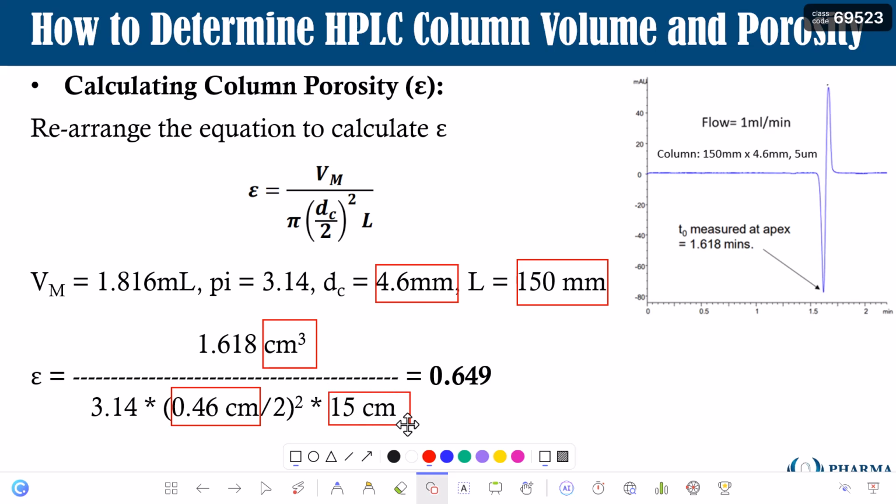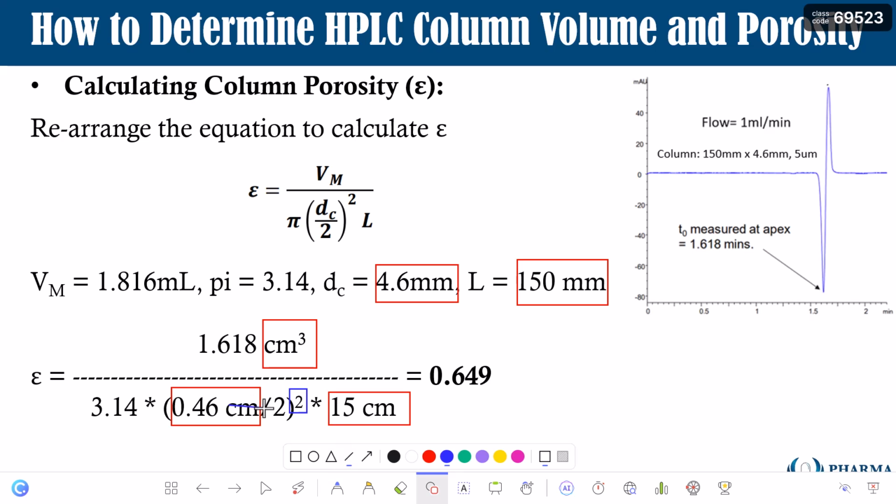I tried to make the same unit for my numerator and denominator. So now what is this? This also becomes centimeter square. Understand this square part. So this becomes centimeter square into centimeter, which becomes centimeter cube. I hope you are understanding the purpose of making the same unit.